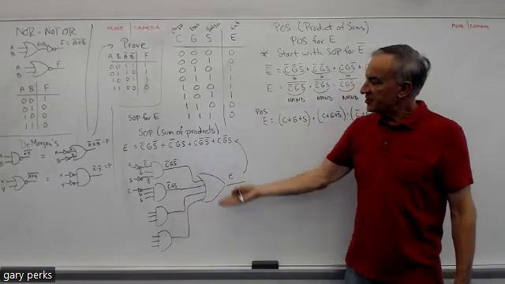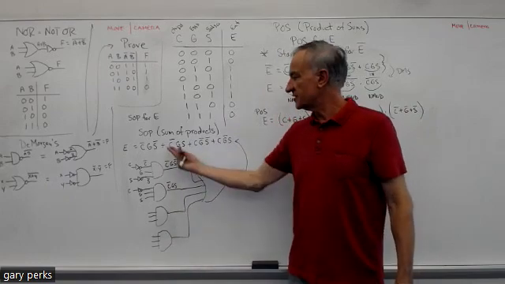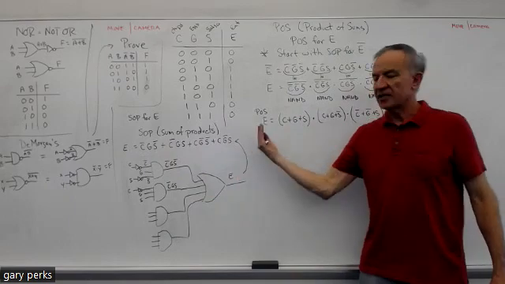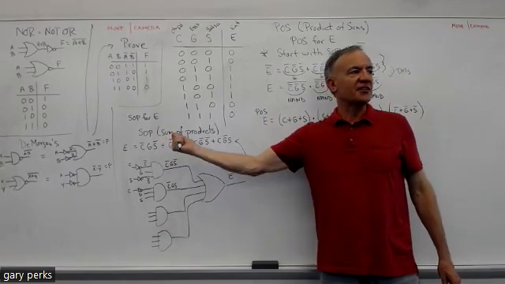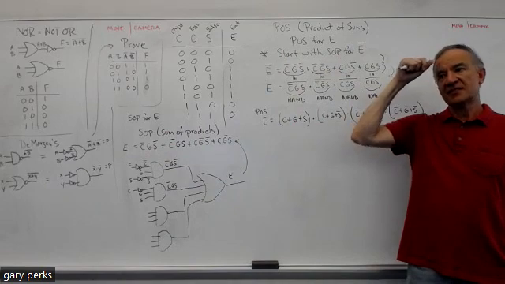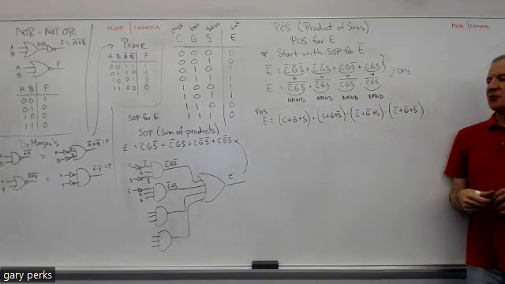Okay? So when you see an SOP circuit diagram, you'll have multiple AND gates, right? Because each AND gate gives you a term. And it will have one OR gate because those terms are all ORed together. Does that make sense? All right, if that made sense, what would the circuit diagram for a POS look like?